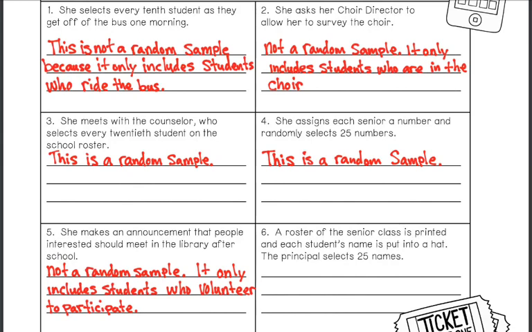And then number 6: a roster of the senior class is printed, and each student's name is put into a hat, and the principal selects 25 names. So if we look at that one, again, they're getting all of the senior class, they put them in a hat, and they select names at random, and that one makes it a random sample.